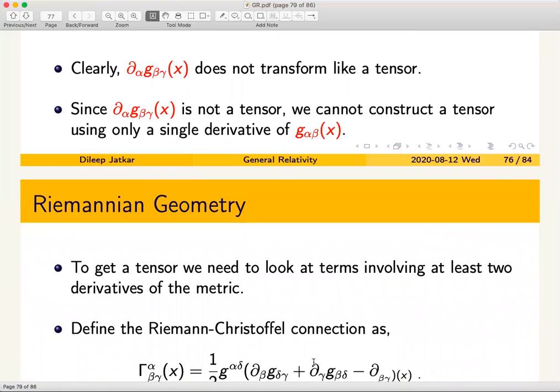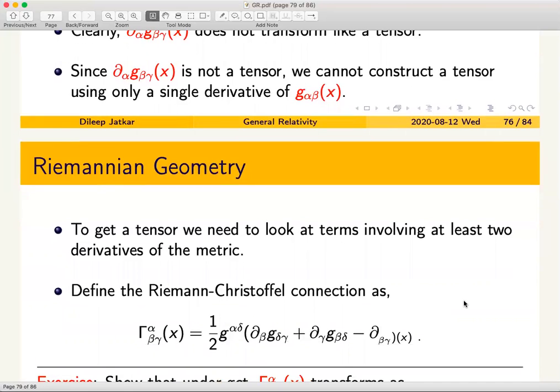Good. So in order to get a tensorial quantity whose indices we could contract to go to a scalar quantity which does not transform, we therefore necessarily need to go beyond the first derivative of the metric. So we should necessarily have quantities which involve two derivatives of the metric. To get that, let us define something else.